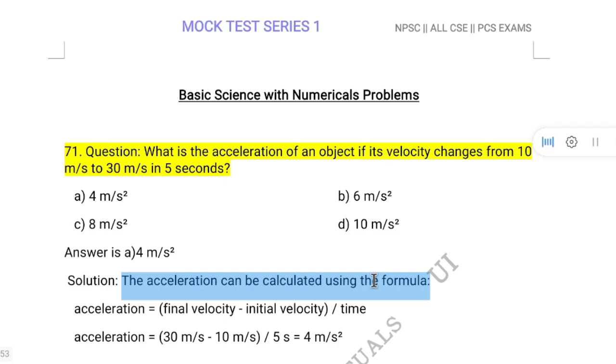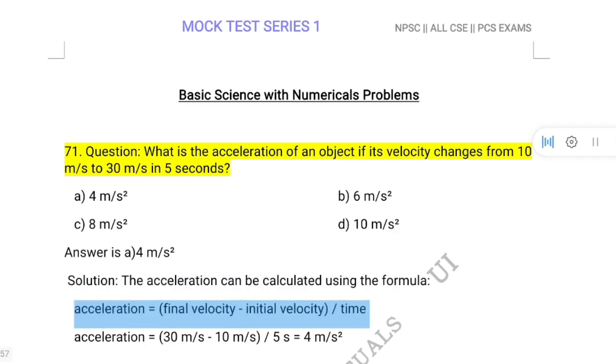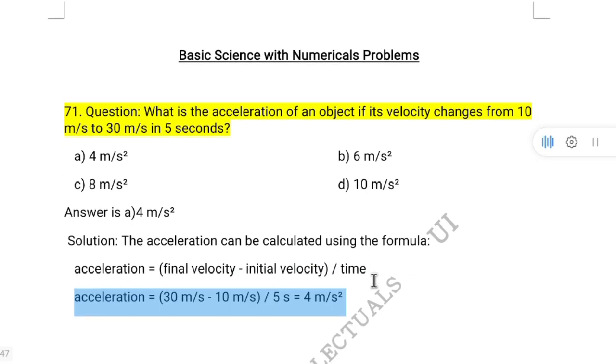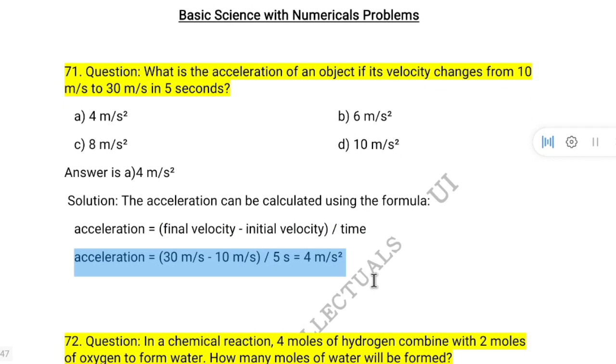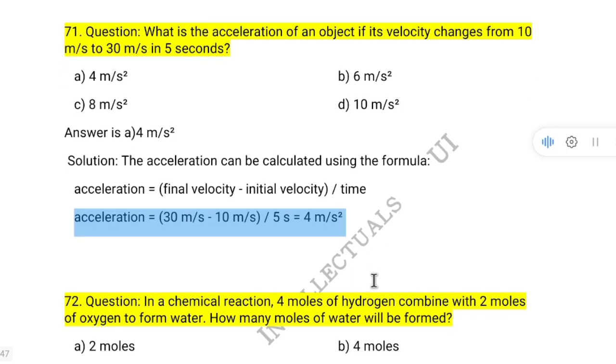Solution. The acceleration can be calculated using the formula: acceleration equals (final velocity minus initial velocity) divided by time. Acceleration equals (30 meters per second minus 10 meters per second) divided by 5 seconds, equals 4 meters per square second.